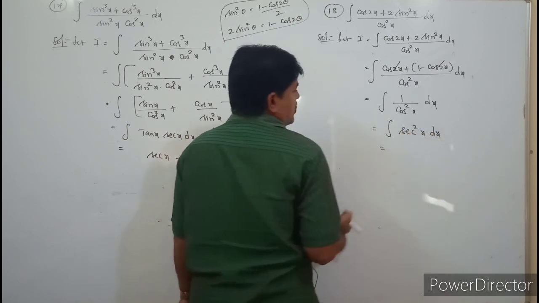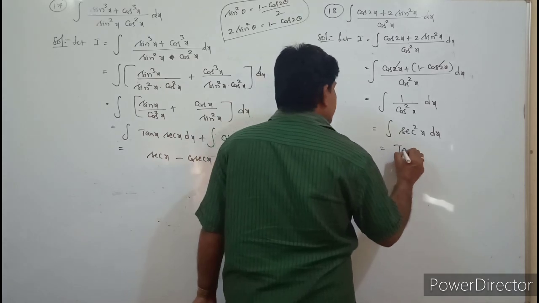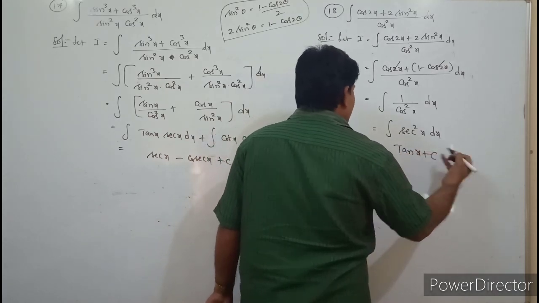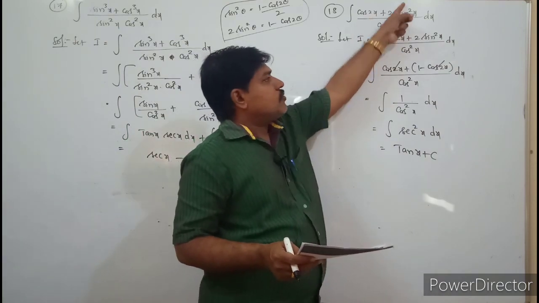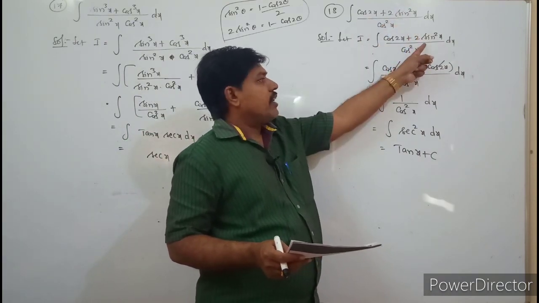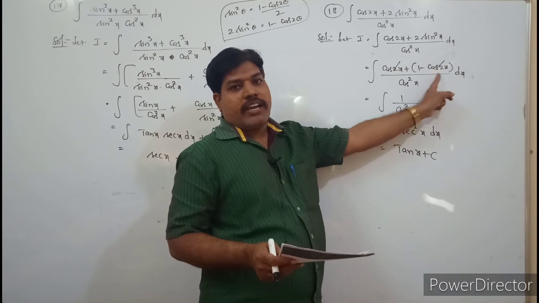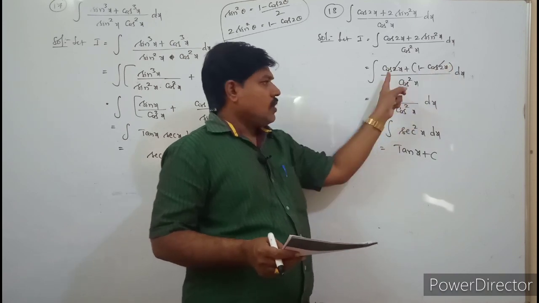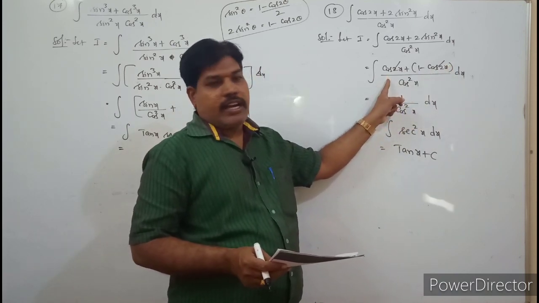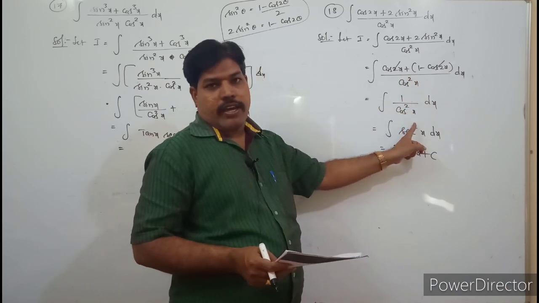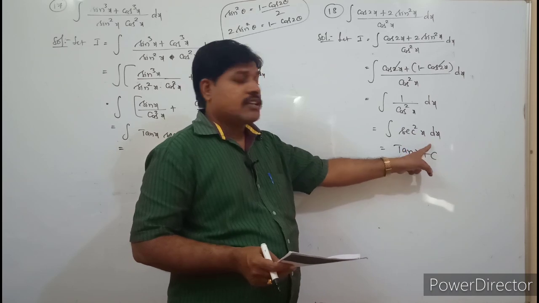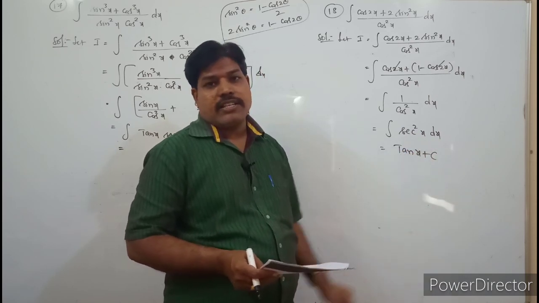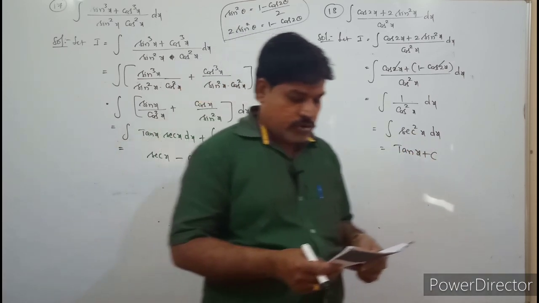What is the integral of secant square x? Integral of secant square x is nothing but tan x plus c. So see that one, cos 2x plus 2 sin square x. 2 sin square x formula is 1 minus cos 2x. Minus cos 2x plus cos 2x will be cancelled. 1 by cos square is nothing but secant square x. So secant square x integration is nothing but tan x plus c. So see that question, students.